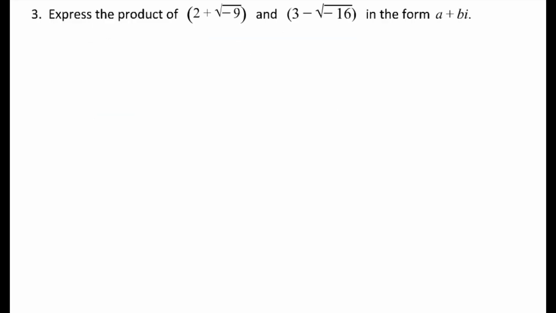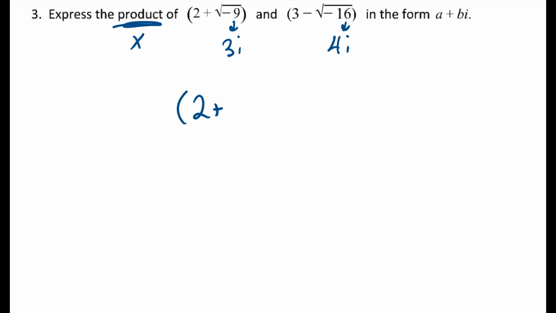Number 3. Express the product of 2 plus radical -9 and 3 minus radical -16 in the form a plus bi. So remember, product just means to multiply. And these are both complex numbers because I recognize that each has a real part and an imaginary part. So radical -9 we already saw simplifies to 3i, and radical -16 again simplifies to 4i.